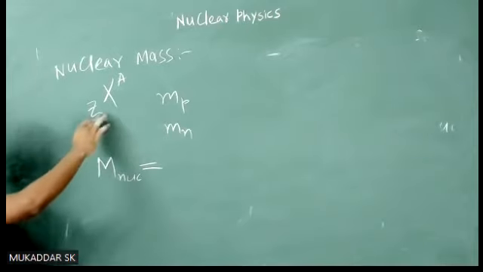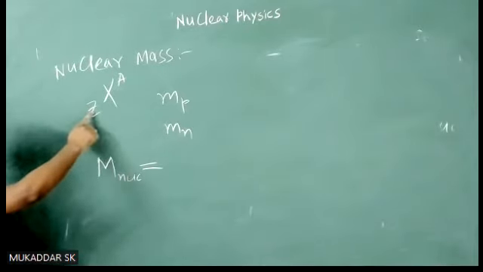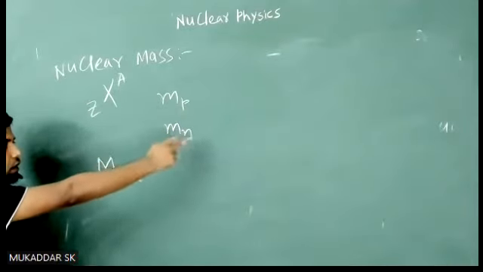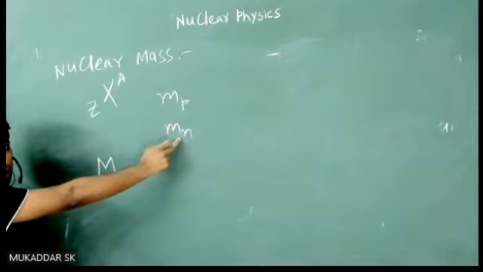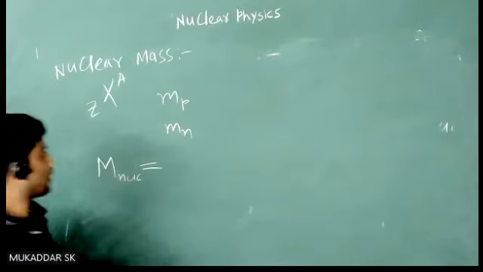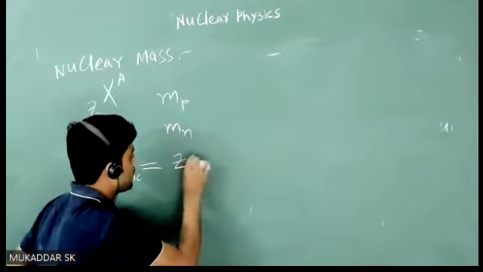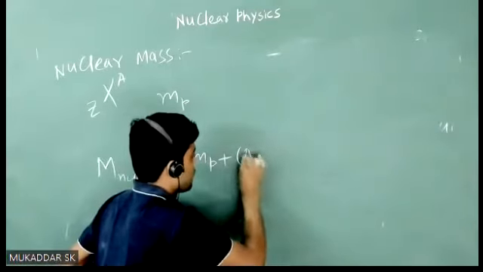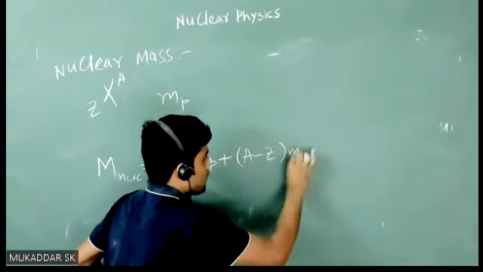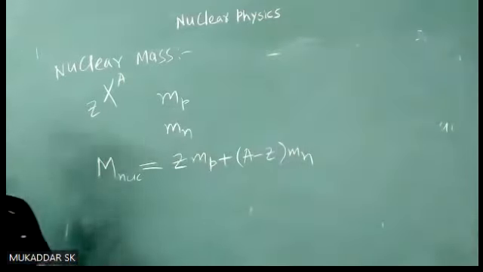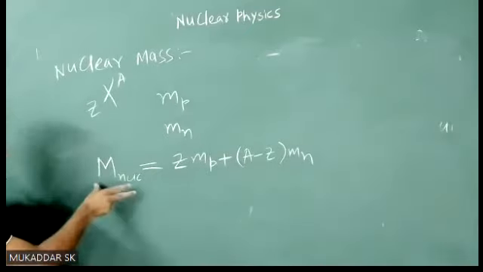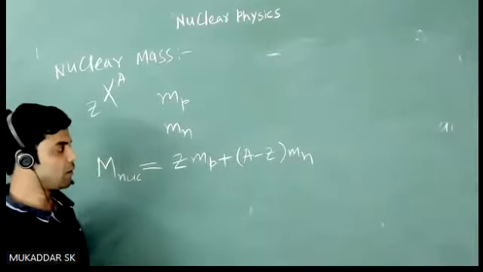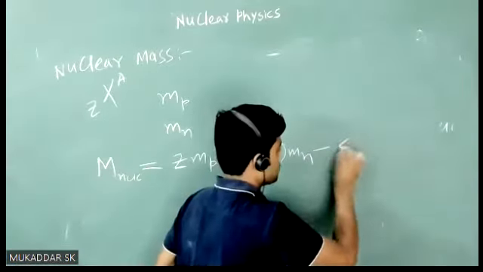Inside the nucleus you have Z protons and A minus Z neutrons. Each proton has mass small mp, and each neutron has mass small mn. So the mass of the nucleus will be Z mp plus (A minus Z) mn. This is what you expect, but the actual mass of the nucleus will always be less than this value, and there will be some factor, that is delta m.